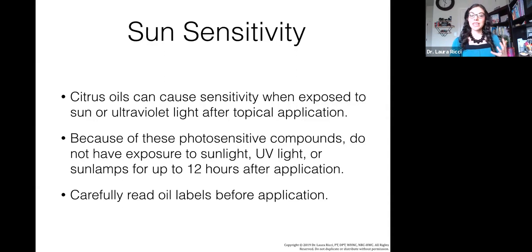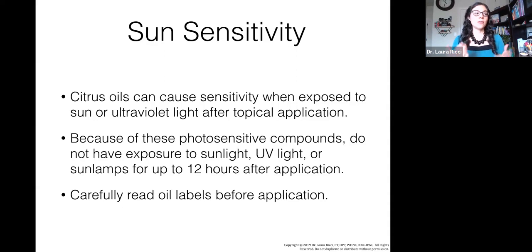So again, read your oil labels carefully, go and do your research, use your resource books, go to doTERRA.com to help you with this. This is very important. So I would not put a citrus oil on my skin and then go out in direct sunlight with that, because it's going to make it more likely that you could burn, which we don't want.